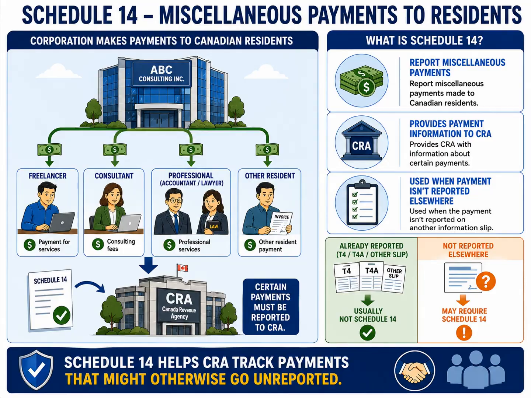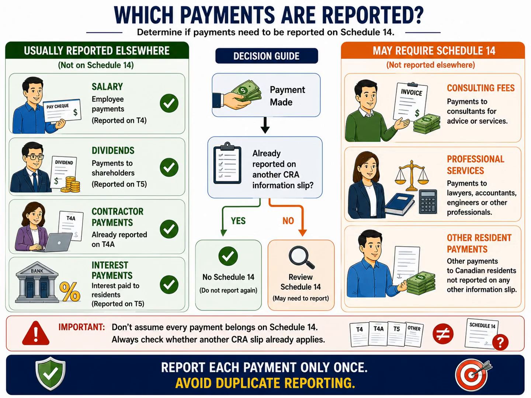to the CRA. One of the most important skills when working with Schedule 14 is knowing which payments belong on the schedule and which ones have already been reported through another CRA information slip. A simple decision process can make this much easier. Whenever a payment is made, ask one question first. Has this payment already been reported on another CRA information slip? If the answer is yes, then you generally do not report it again on Schedule 14.